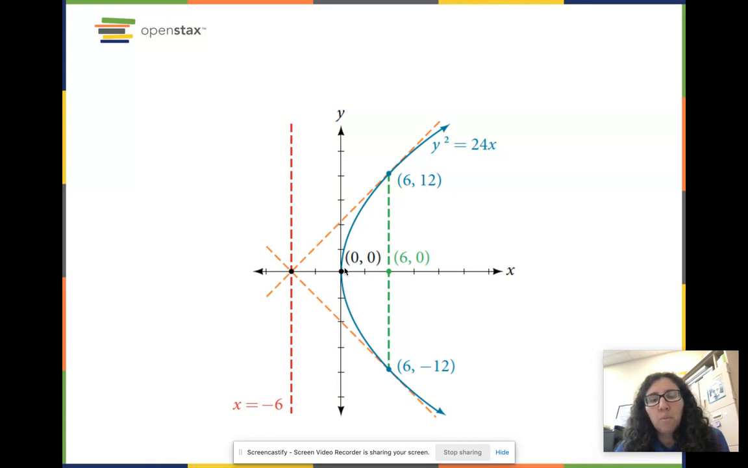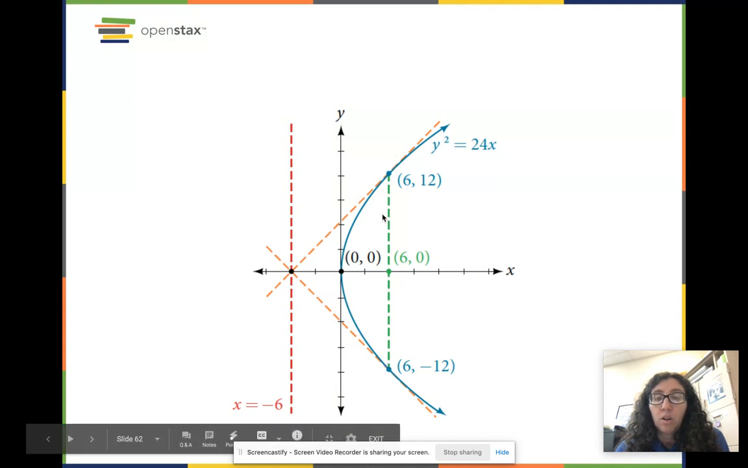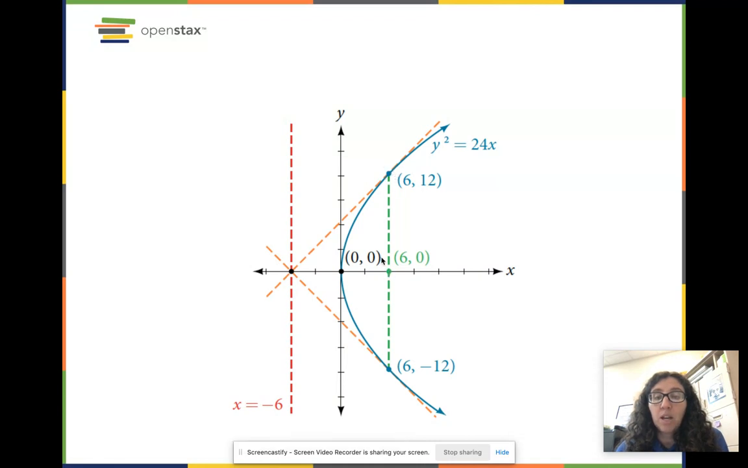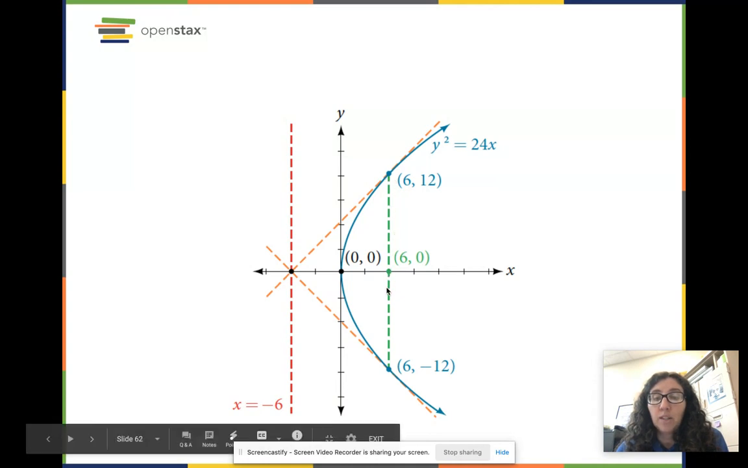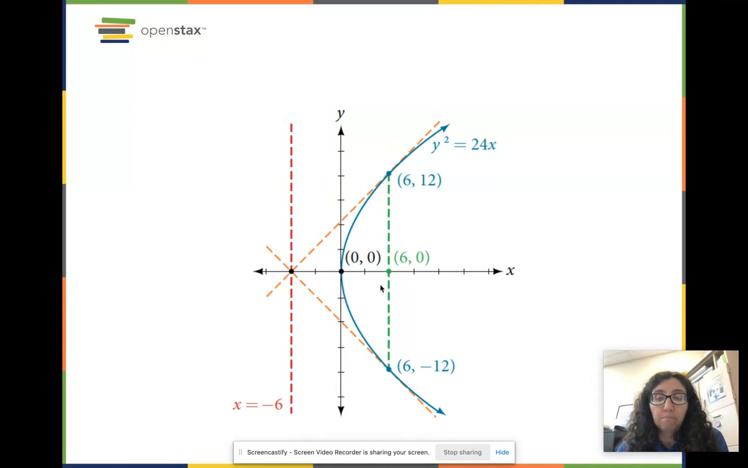But let's look here. We've got a parabola with vertex at the origin, opening to the right. The focus is at (6, 0), so p is 6. Notice how long this latus rectum is. From the focus to where it intersects the parabola, that length is 2p. It's 12, and this is 12 as well. So the length of this latus rectum is 4p.